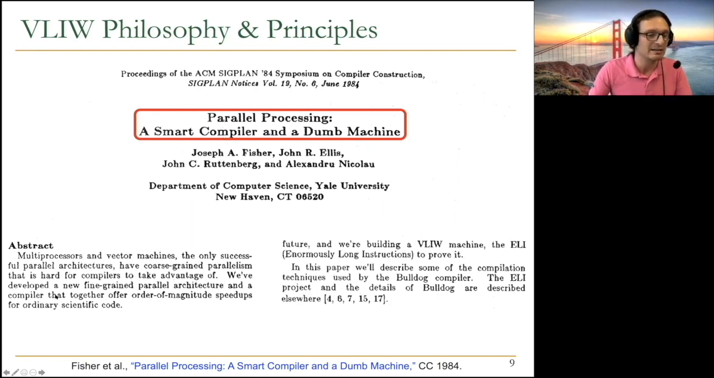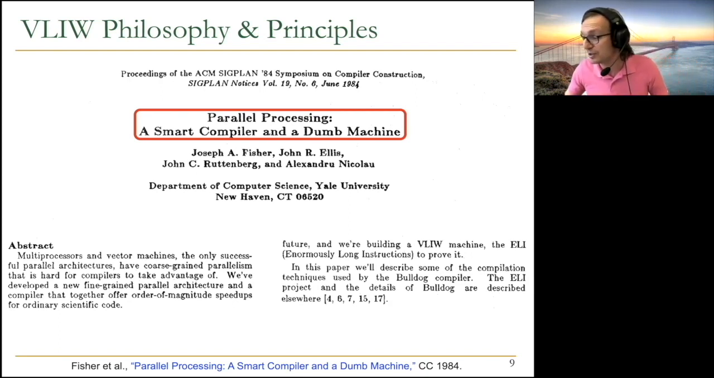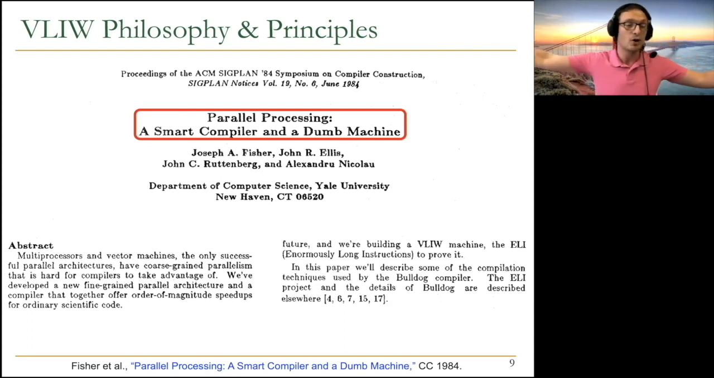And you can see that the claim here is that we've developed a new fine-grained parallel architecture and a compiler that together offer order of magnitude speedups for ordinary scientific code. In scientific code, that's very easily analyzable, where you don't have hard to predict dependencies, these machines can actually do reasonably well, because the compiler can schedule the code really well. Where you have large blocks of code, you need to execute lots of arithmetic operations and not that many memory accesses, you can do reasonably well using VLIW machines.